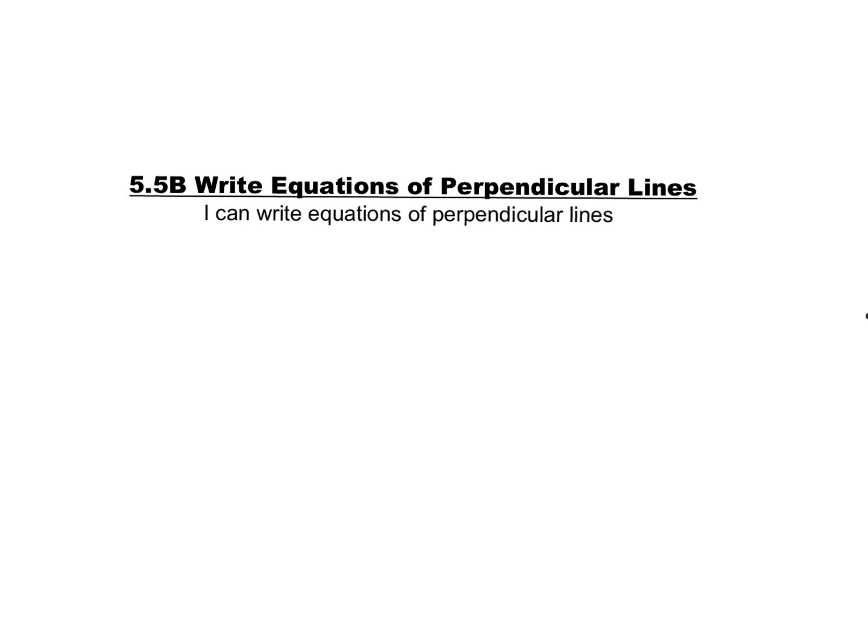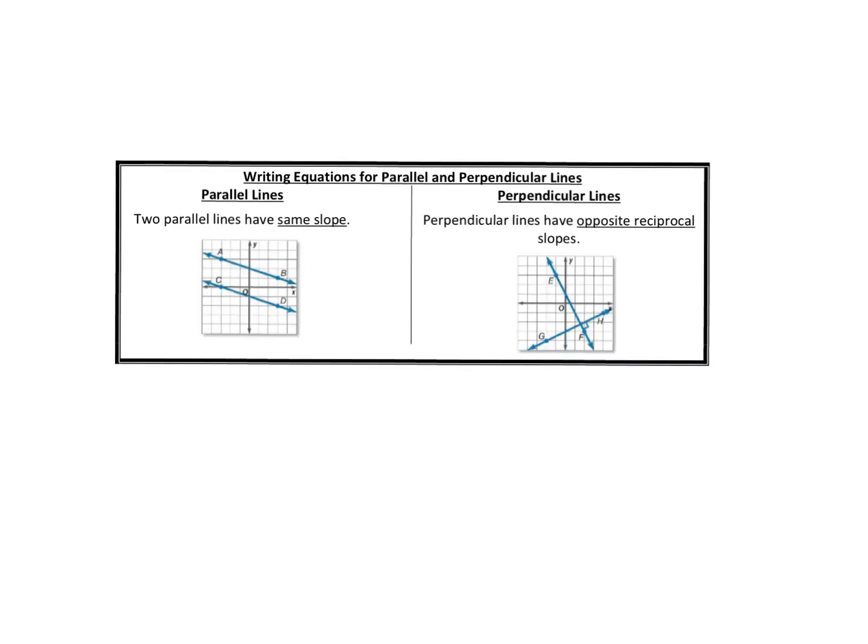All right, in this lesson, we're going to write equations of perpendicular lines. So let's go ahead and take a look and review the slopes for parallel and perpendicular lines. Remember, parallel lines have the same slope. And so I'm going down 1 over 3, giving the first line a slope of negative 1/3. And if I go to the second line as well, I go down 1 over 3. And so parallel lines have the same slope.